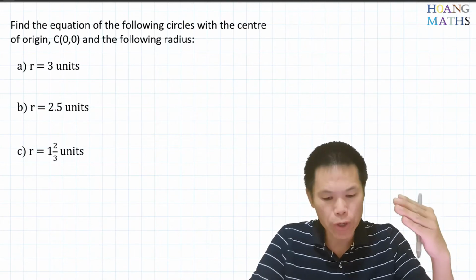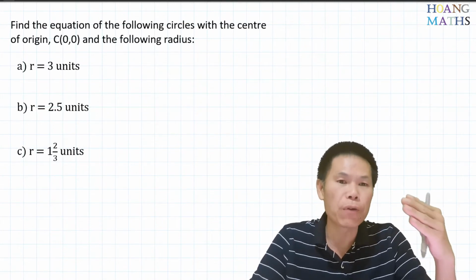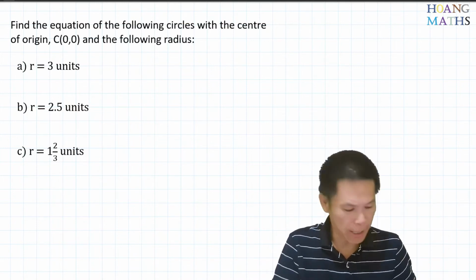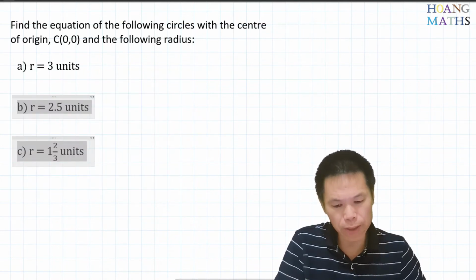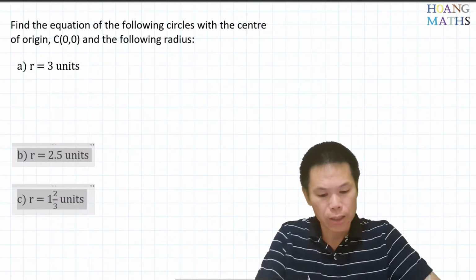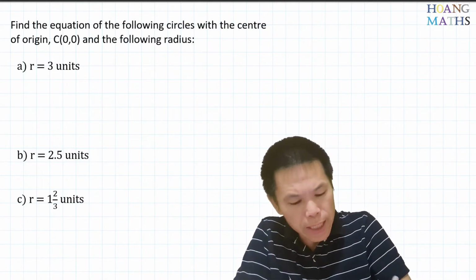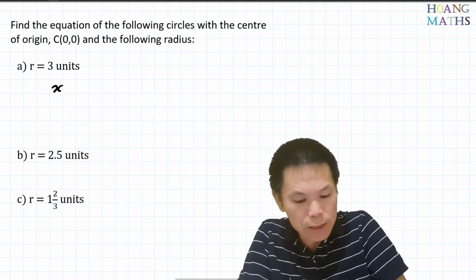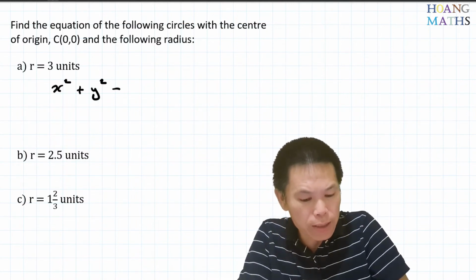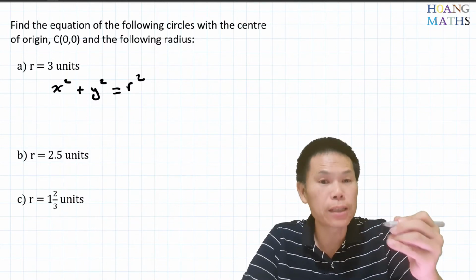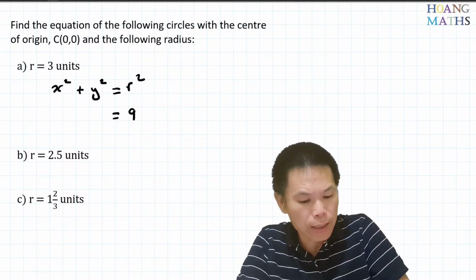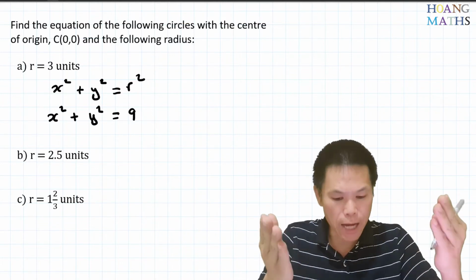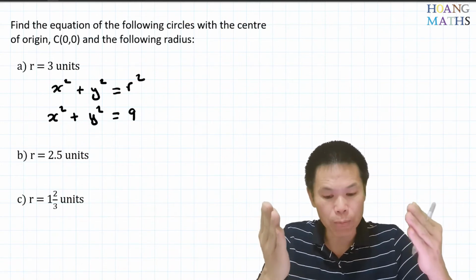Second example. So we need to find out the equations of the following circles. We know the center is 0, 0. So part A. Let me move this down first. We know that the center is 0, 0 and the radius is 3. So therefore, x squared plus y squared is equal to r squared. R is 3, so 3 squared is 9. In other words, x squared plus y squared is equal to 9. So this is the equation of part A.